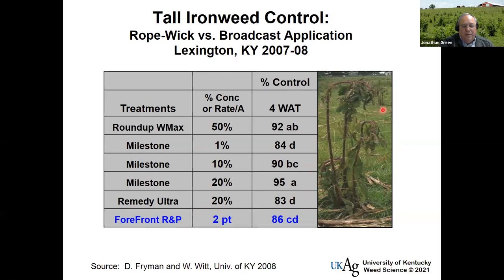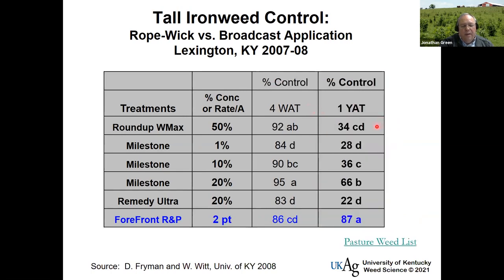Anything above 80% I would have thought was pretty good, as far as seeing some suppression, or at least activity occurring on those tall ironweed plants with all those treatments. This is 4 weeks after treatment. The ultimate question is, what did it do a year after? Well, the Roundup dropped off to 34% control. Milestone was at 28, bumped up to about 67% control at the 20% solution, and Remedy was at 22% control. Whereas the broadcast application was still hanging in there at about 85 to almost 90%.